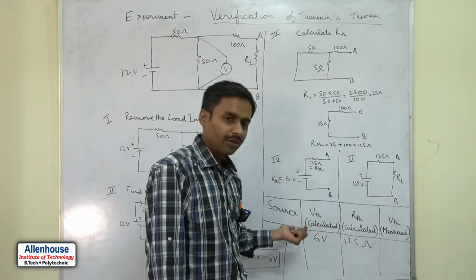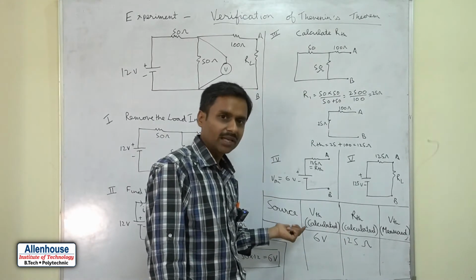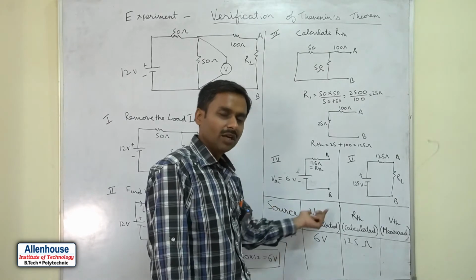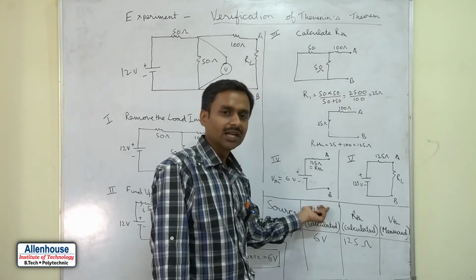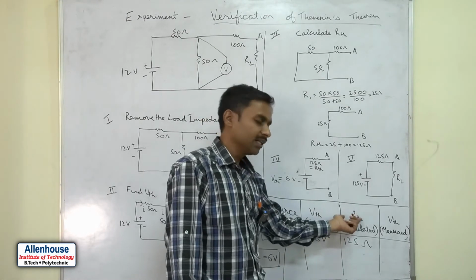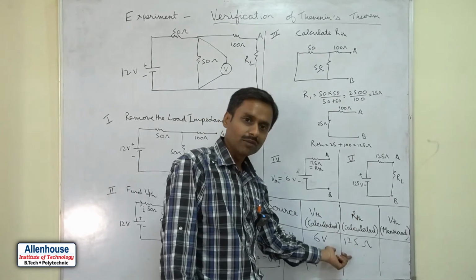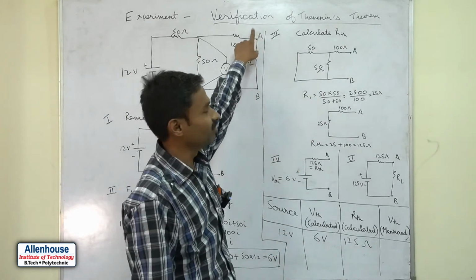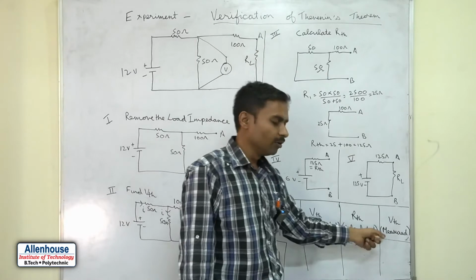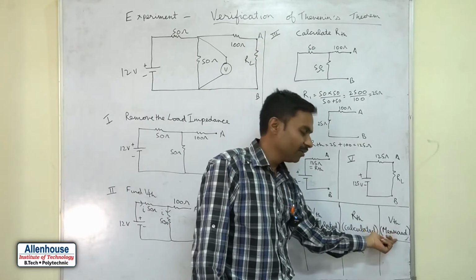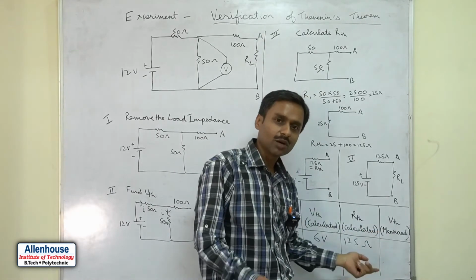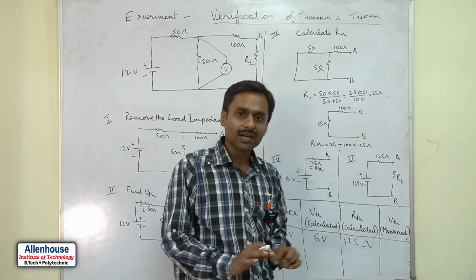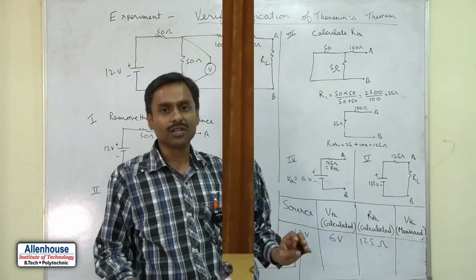But now we have made all the calculations. We took a 12 volt source, found V_Th by theoretical calculation as 6 volt, and R_Th by calculation as 125 ohm. Our aim is to verify Thevenin's theorem. We will move on to the kit and measure this V_Th, and if it comes out nearly about 6 volt, then Thevenin's theorem is verified.